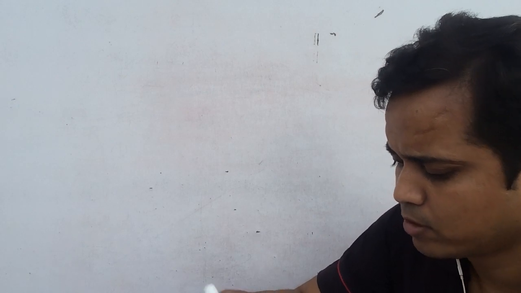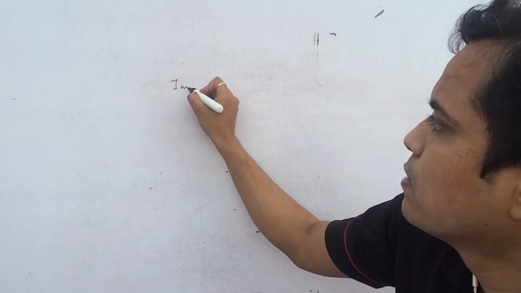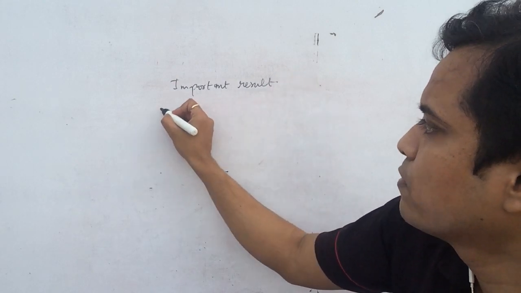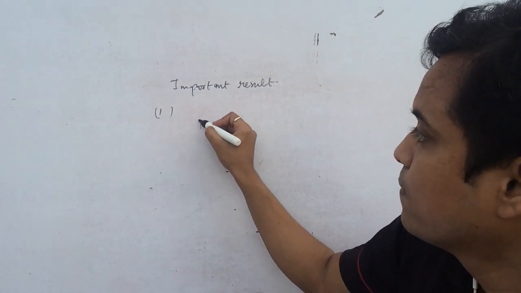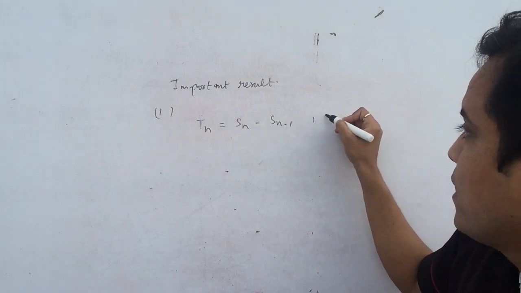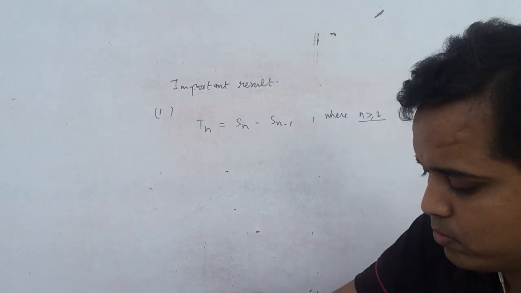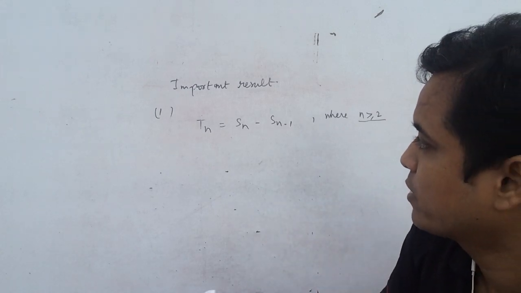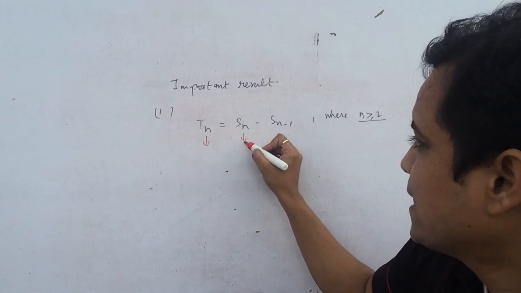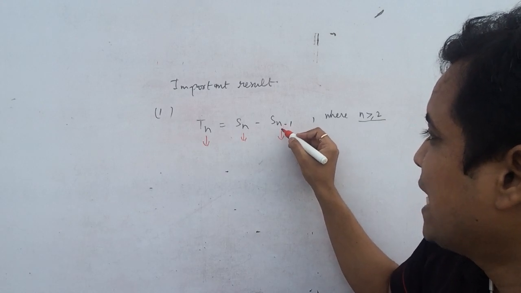Important results related to this AP. The first important result: Tn is equal to Sn minus Sn minus 1, where n should be greater than or equal to 2. You have to start from 2. Tn is the nth term. Sn is the sum of the first n terms. Sn minus 1 is the sum of the first n minus 1 terms.